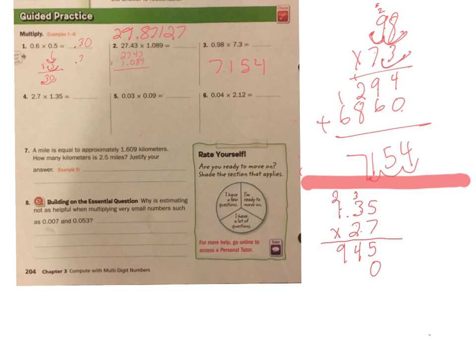Add my 0. 2 times 5 is 10. 2 times 3 is 6, plus 1 is 7, and 2 times 1 is 2. Now I just add them up. That's 5, 4, 16, carry the 1, that's 3. 1, 2, 3. My answer is 3.645. Okay.